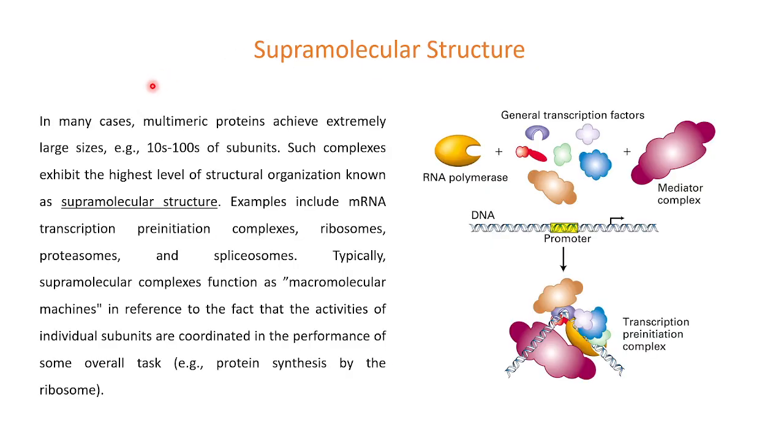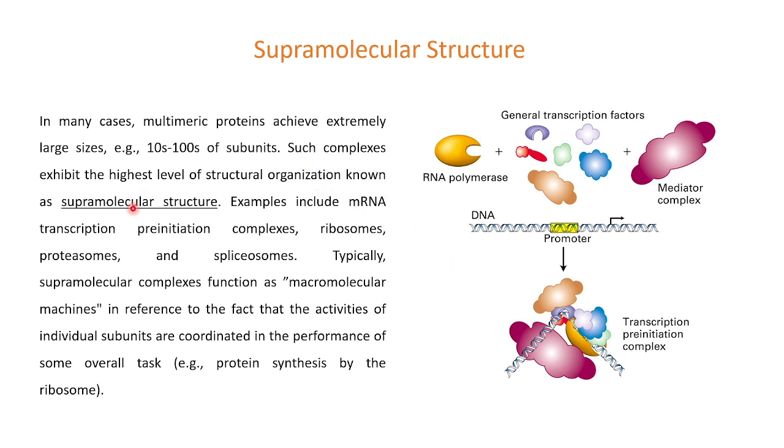Now you will see that in many cases multimeric proteins achieve large sizes, with tens to hundreds of subunits. So you have the DNA over here, there are several transcription factors, then you have the RNA polymerase, the mediator complex. All of them come together, your DNA ultimately bends to accommodate all of these proteins, and then the original function is expressed.